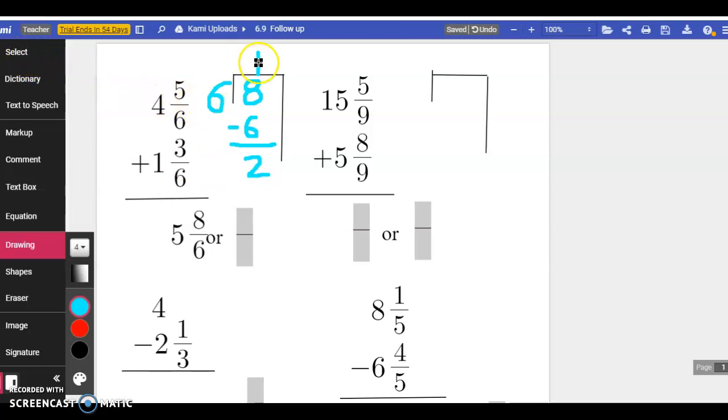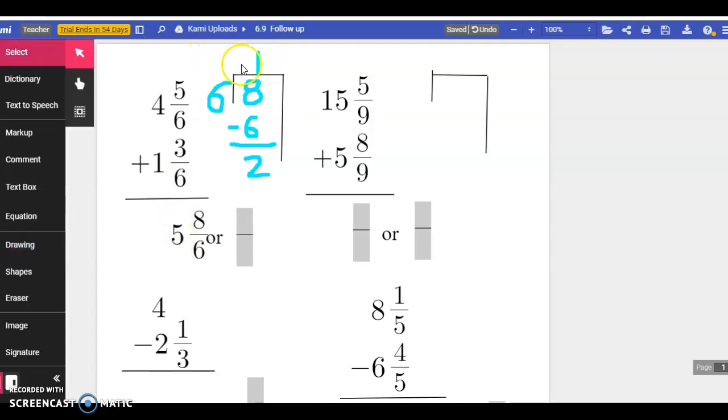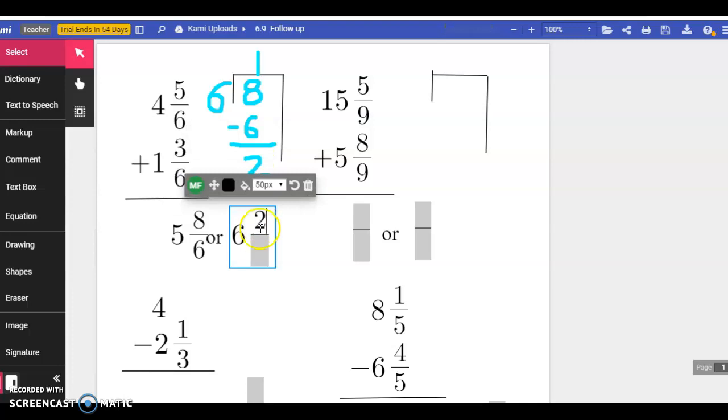So now we need to add this 1 to this 5. So 1 plus 5 is 6. Then what do we have left over? We have 2/6. So 5 and 8/6 is 6 and 2/6.